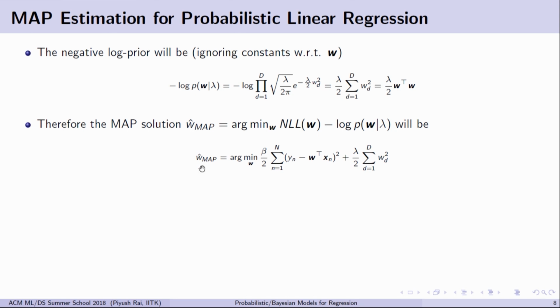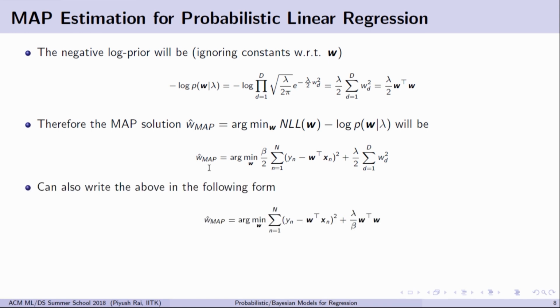Okay, so what will be the solution to this problem? Well, it's actually not all that hard. By the way, you can also rewrite the same thing in this form. You can multiply both terms by beta because beta is constant. So I can multiply the first term, well, not beta, but actually beta by 2, by 2 by beta. You can multiply both terms by 2 by beta.